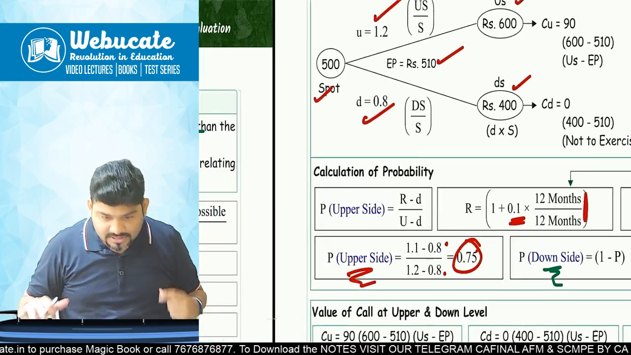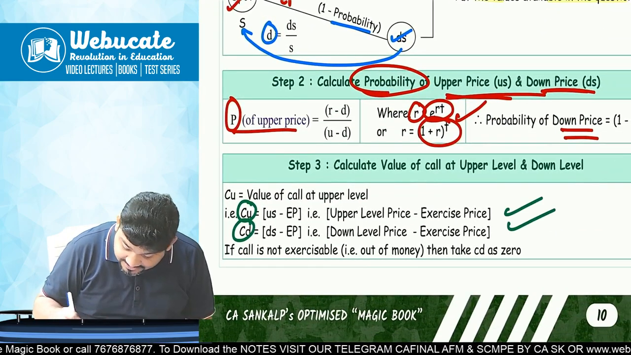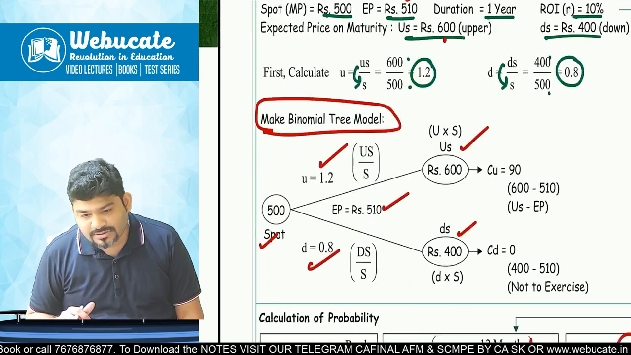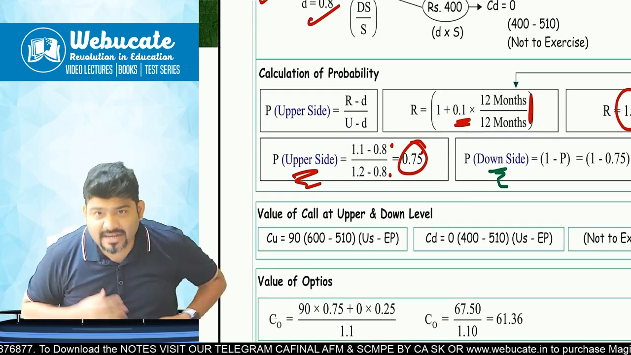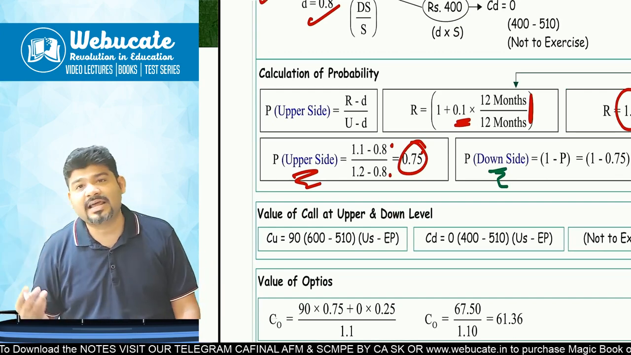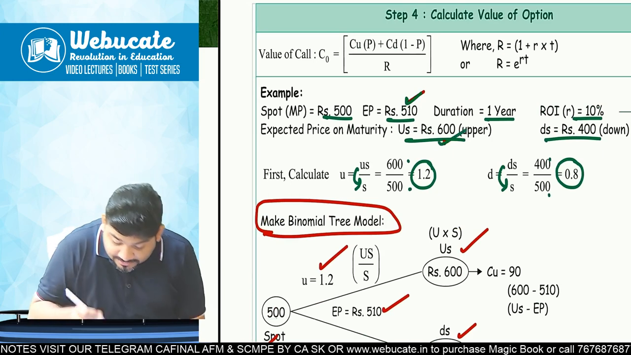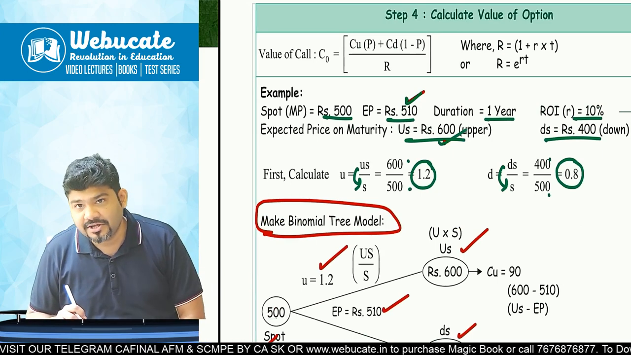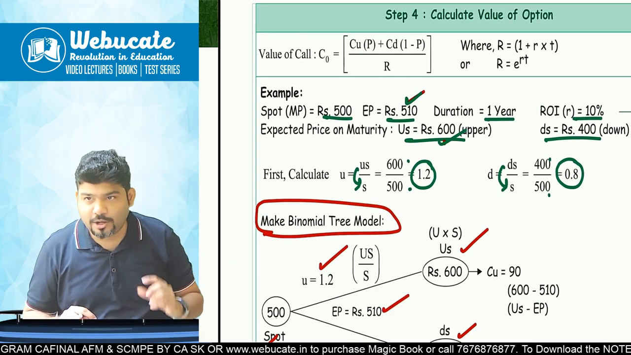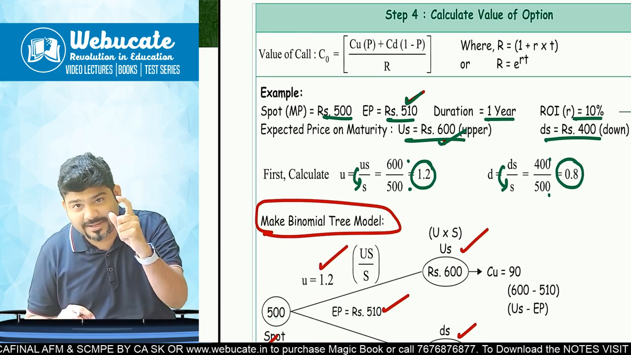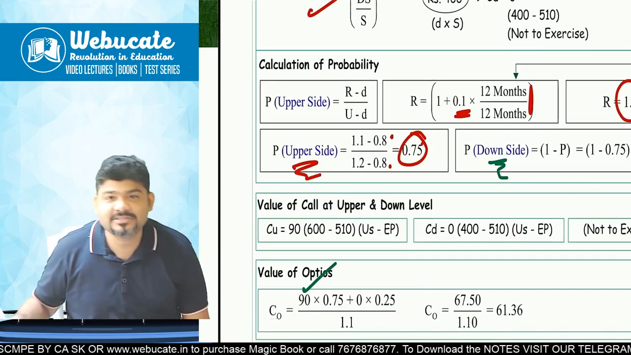Now the value of call at upper level and down level, something that we were discussing here. Now tell me, in case of upper level, can I say I will exercise? The answer is yes, sir, I will exercise. Because my exercise price is 510, but my upper has gone to 600. And that's what I want because it's a call option: right to exercise call option when the market goes up. So 90 rupees is the profit that I'm making.